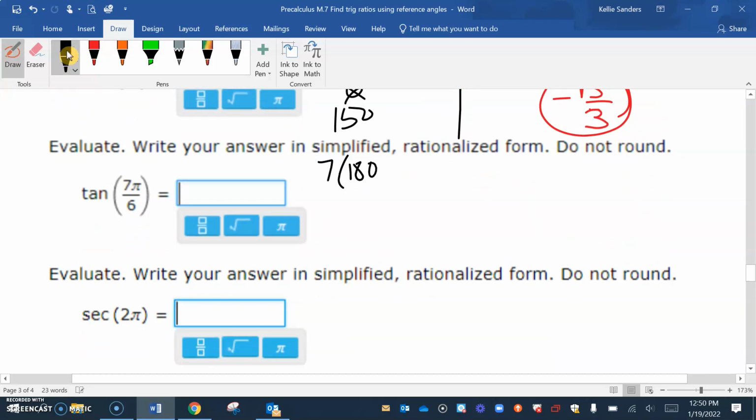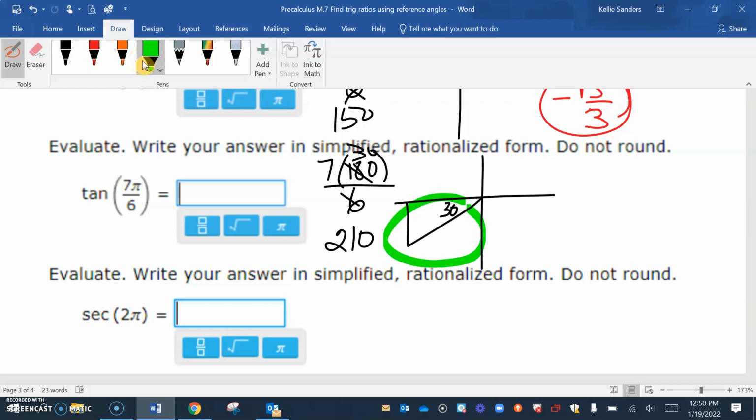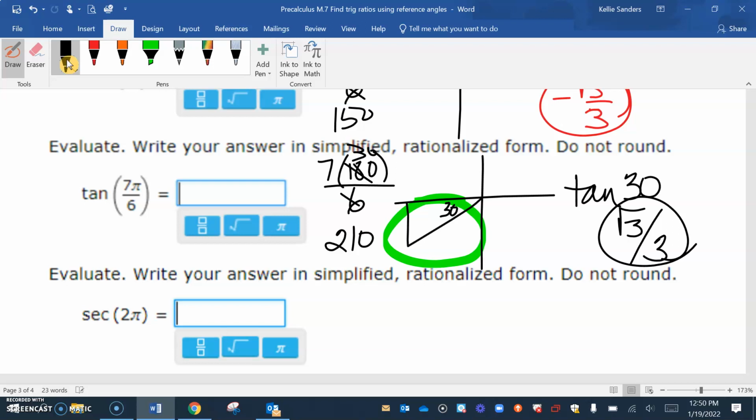7 pi over 6: 180 over 6, which is 30, which is 210. And 210 is right here. That makes 30 degrees. And tangent is positive this time in the third quadrant. So we just have to do tangent 30. So this answer is going to be positive square root of 3 over 3.